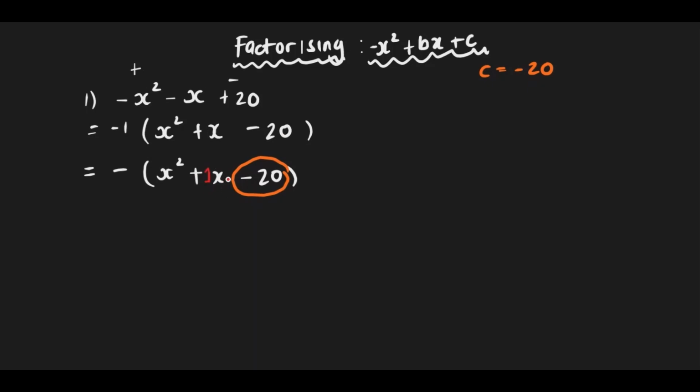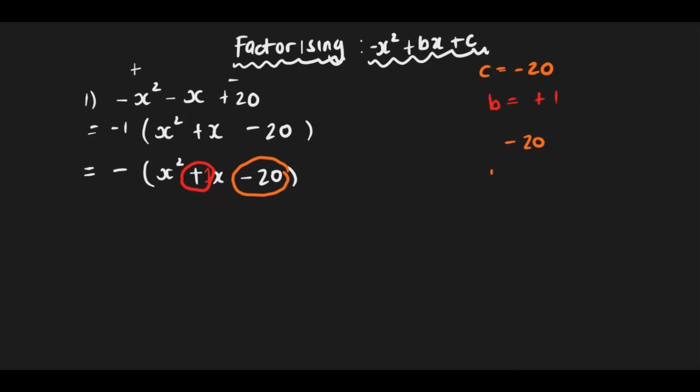The coefficient in front of x is going to be a 1. Since it's 1, we don't write it down. And when we add them together, what do we need to get? We need to get +1. So we know that b is equal to +1. So let's find the factors of -20.